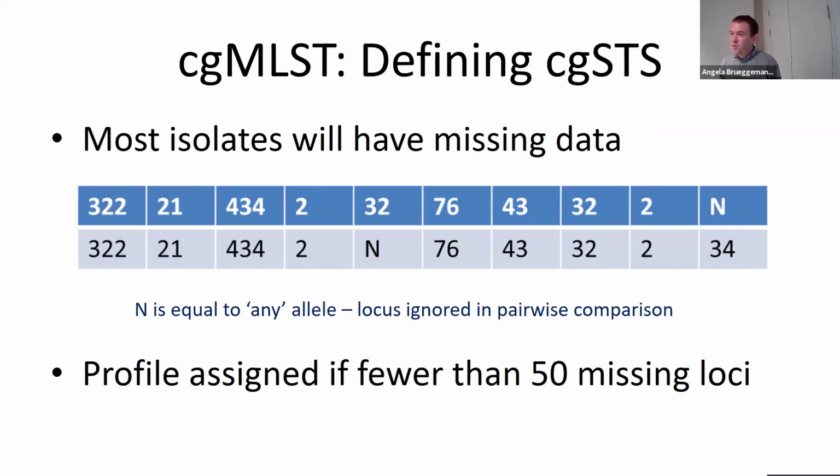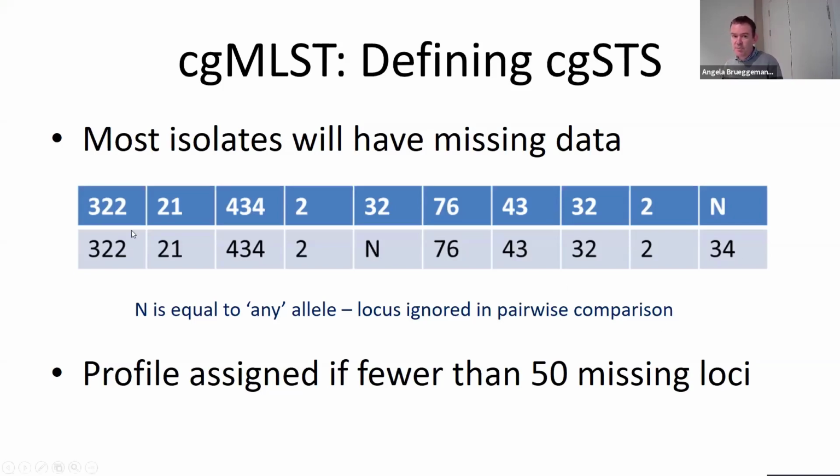That shouldn't be because they're actually missing in the genome, but probably some technical artifact meaning they haven't been recovered from the assembly. So we have to have a way of handling that. We can define profiles which have an N in any position, and N just means any. It means we don't know what the allele is. So in pairwise comparisons, we are essentially ignoring that position, okay? We are treating it as though it is the same as the one we're comparing against.